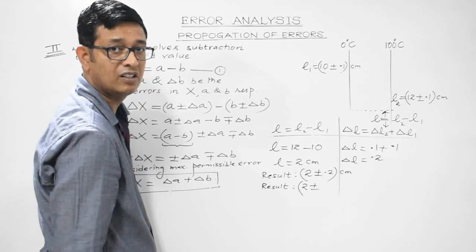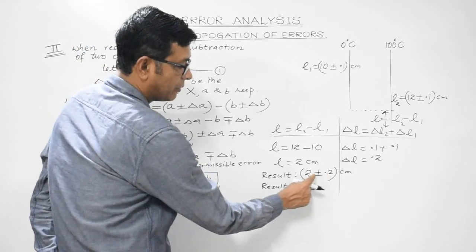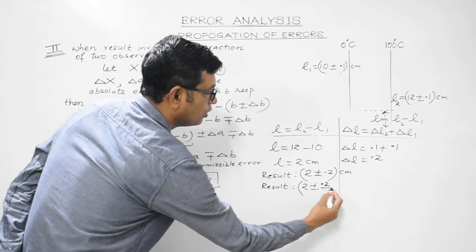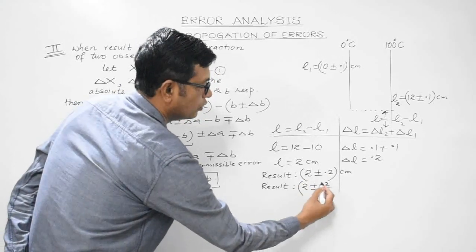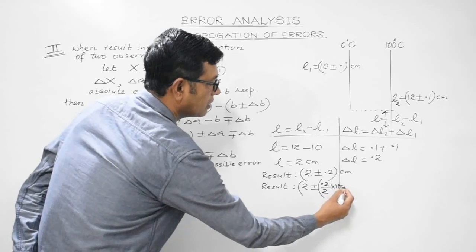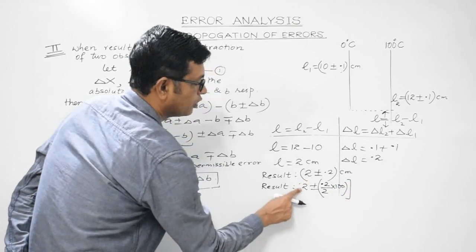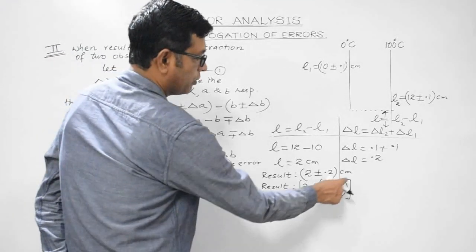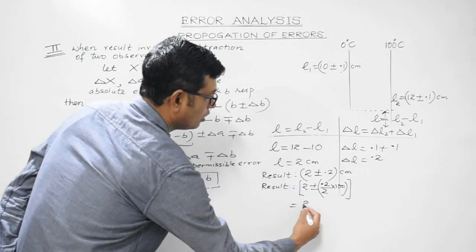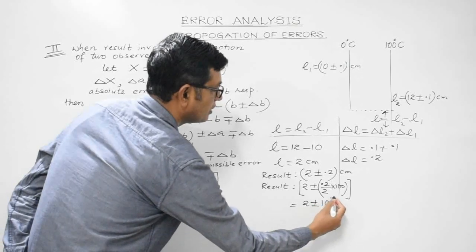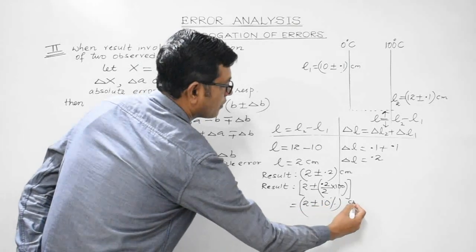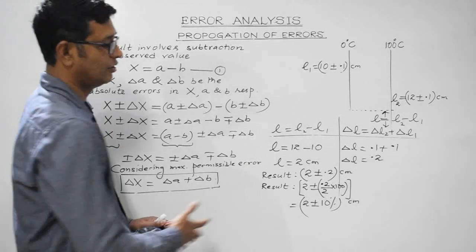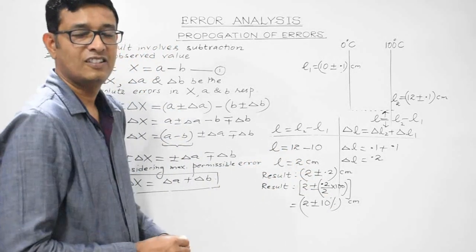will be the percentage error? Percentage error is absolute error divided by true value multiplied by 100. What is the absolute error? 0.2. What is the true value? 2, multiplied by 100. So that will give you the percentage. Right? So I think it will be 10%. So 2 plus minus 10%. So this is the result in terms of percentage error.